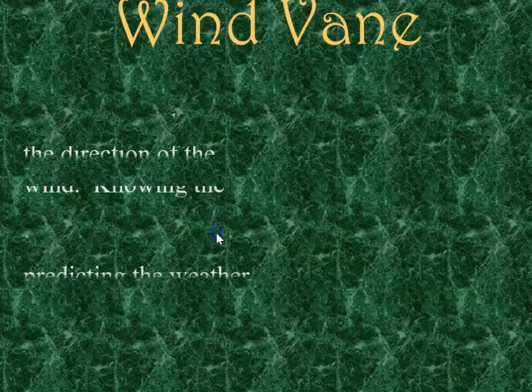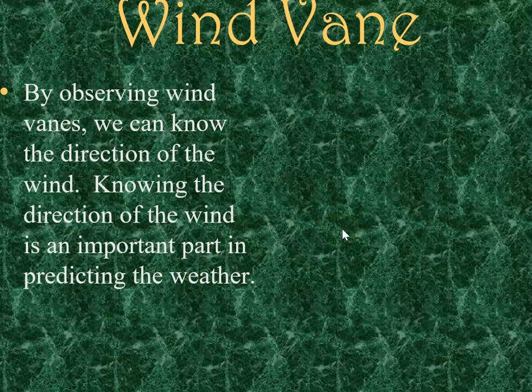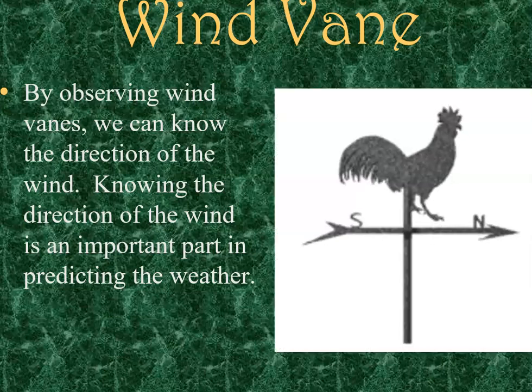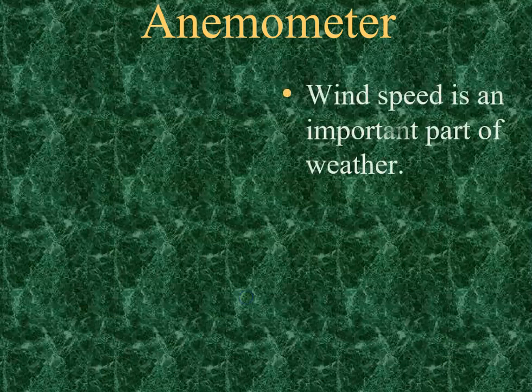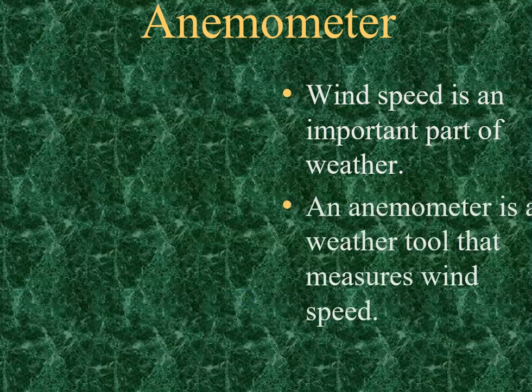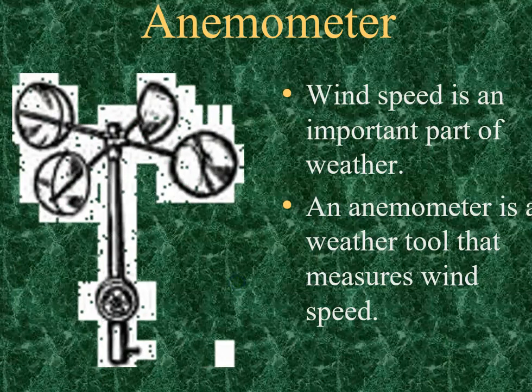Wind vane. By observing wind vanes, we can know the direction of the wind. Knowing the direction of the wind is important because it can help weather predictors determine where weather's coming from and where it's heading. Normally it looks something like this on the top of a roof of a house. Anemometer, you can hear the wind, is going with the wind speed, which of course is also important to predicting weather. An anemometer is a weather tool that measures the wind speed. Looks something like this, spins very fast.